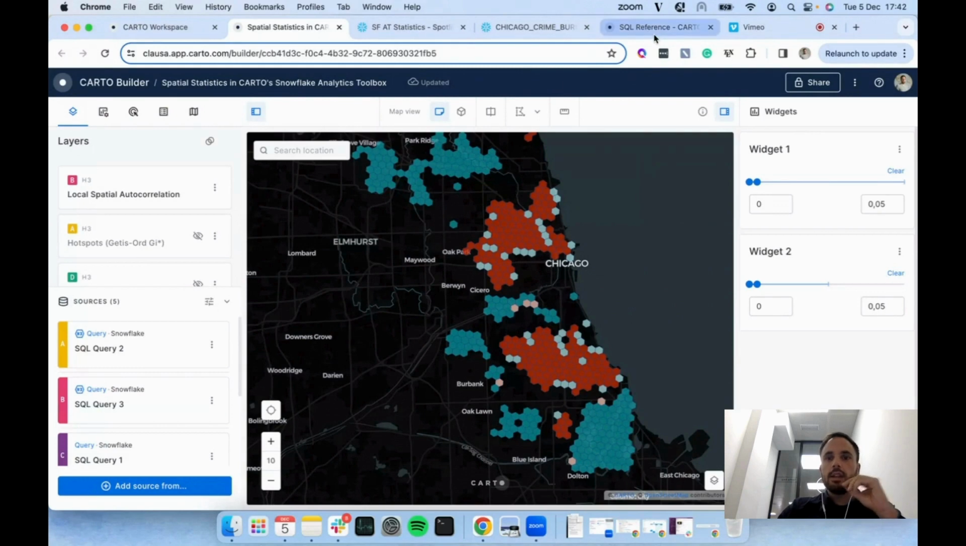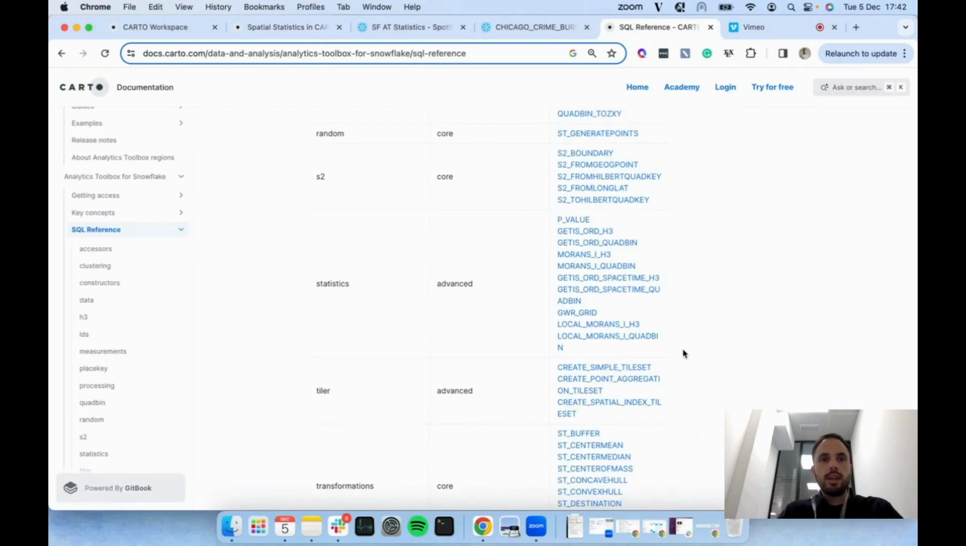Okay, and well, with this, we finish our initial spatial statistics analysis session. Again, as I said at the beginning, there are other functions, so probably we'll have more spotlight sessions to introduce them.